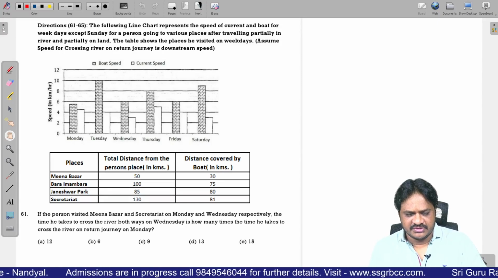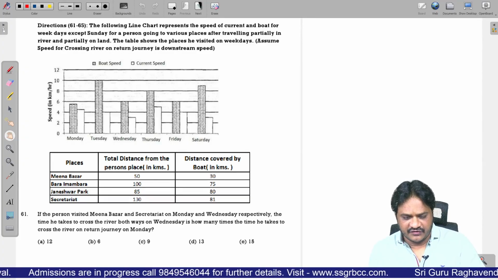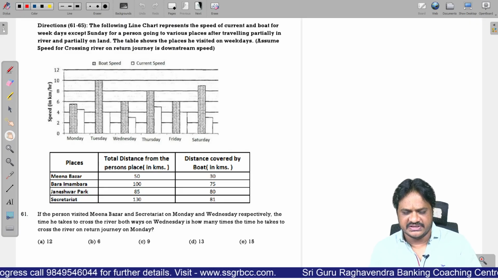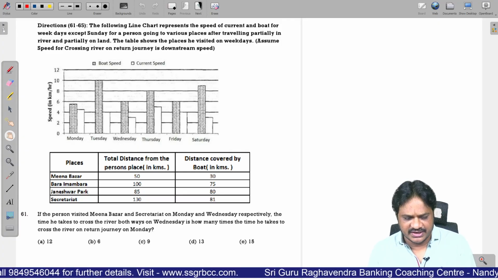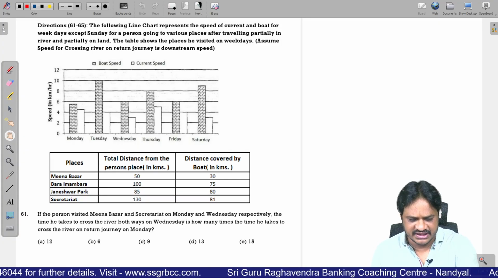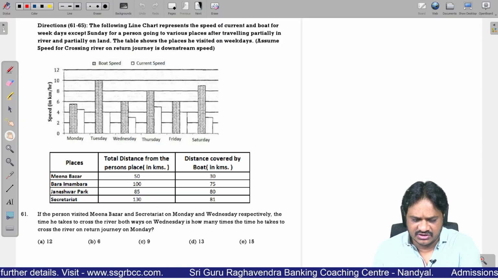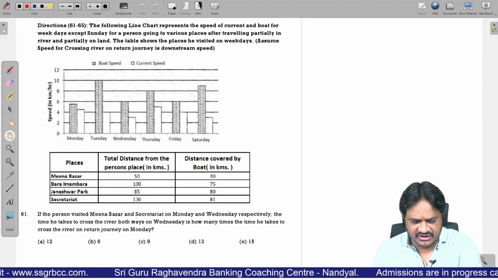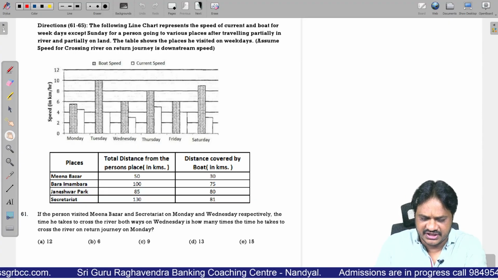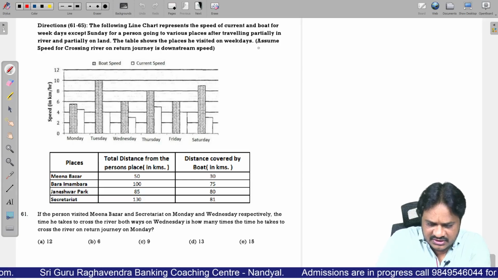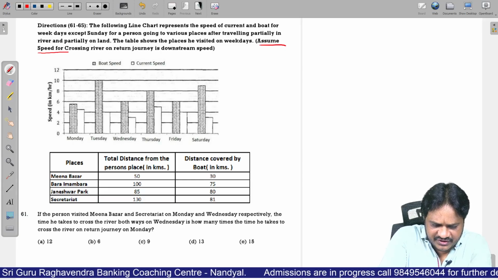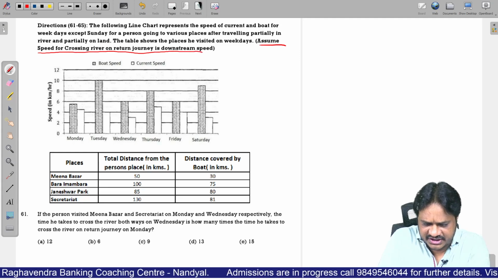Okay, see question number 61 to 65. The following line chart represents the speed of the current and boat for weekdays except Sunday for a person going to various places after traveling partially in river and partially on land. The table shows the places he visited on weekdays and speed for crossing the river on return journey. Assume the speed for crossing the river on return journey is downstream.